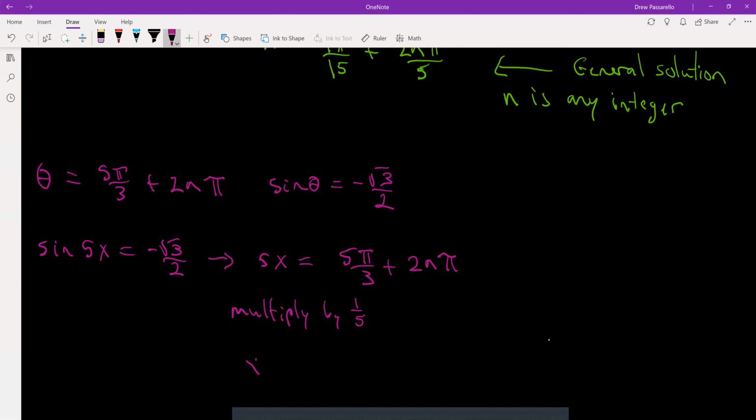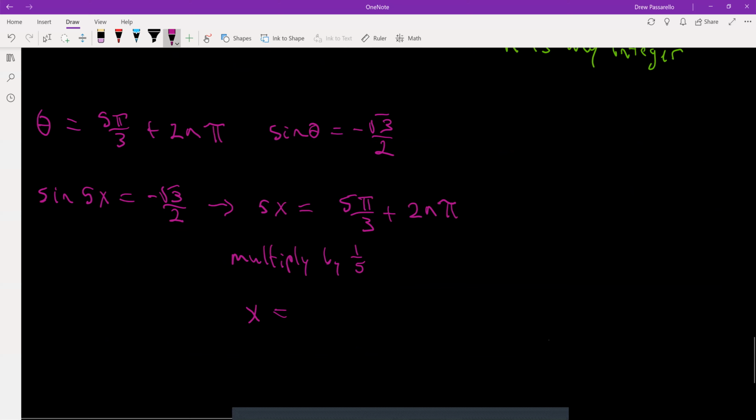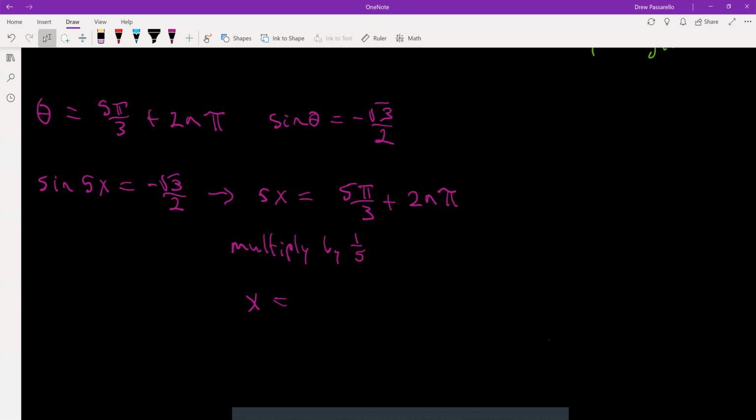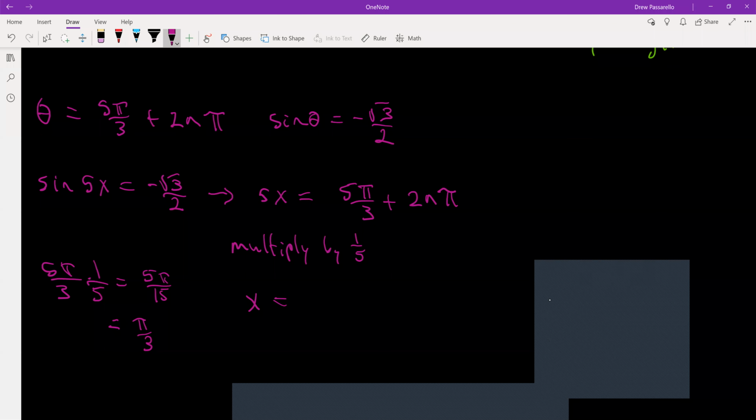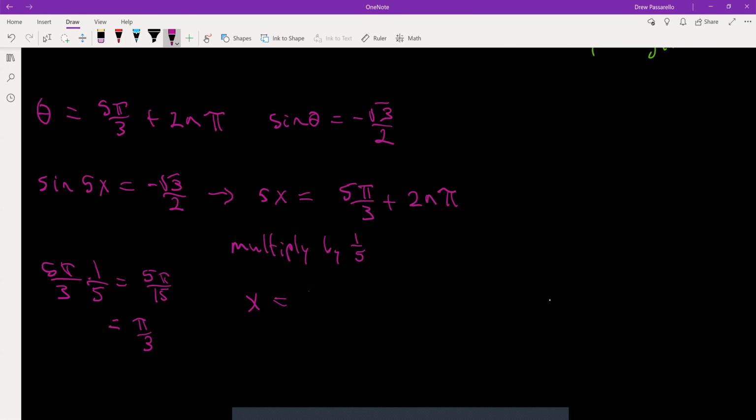That changes it to be x equals, and then that'll be 5 pi over 15. So if I do 5 pi over 3 times 1/5, that's 5 pi over 15, which you can reduce. So it's pi over 3. So that means I'm going to have x equal to pi over 3 plus 2n pi over 5. All right, and then this is the general solution for the other case.